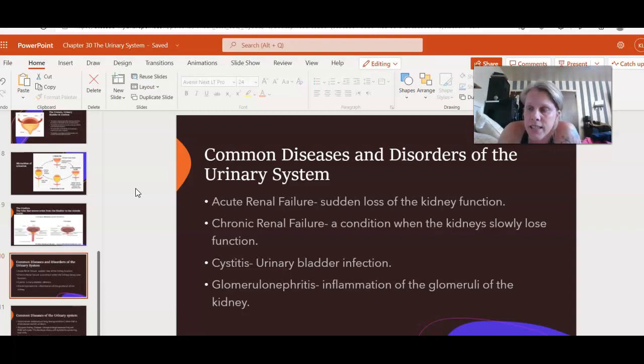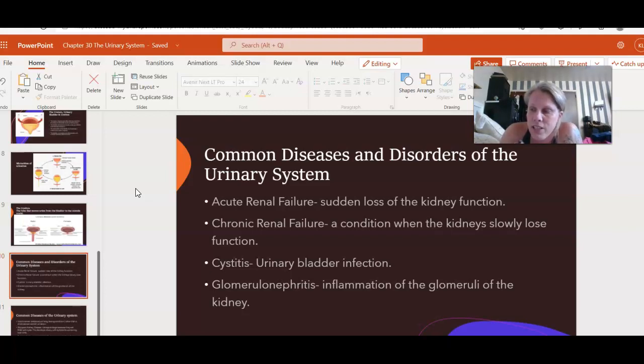Then there's cystitis, which is a urinary bladder infection. Some of the causes, especially in women, are from not wiping from front to back. They wipe from back to front, causing some of the fecal matter bacteria to get into the urethra. You need to have good hygiene, urinate promptly when the urge occurs, and for females, make sure you're wiping front to back.